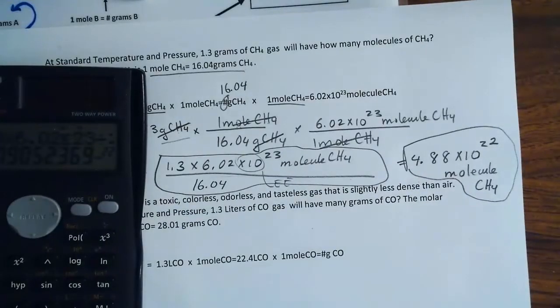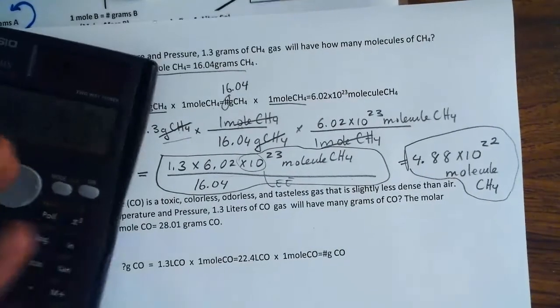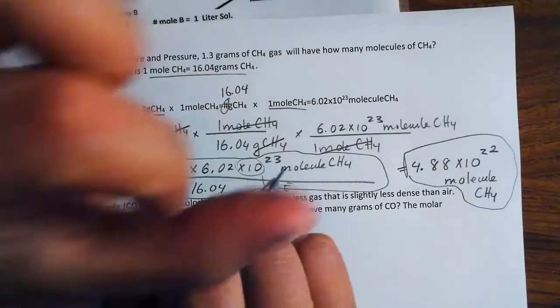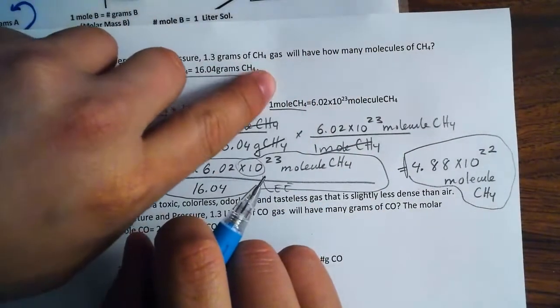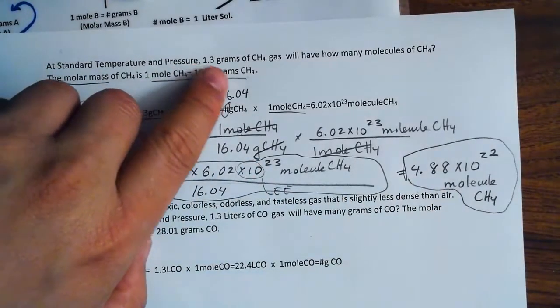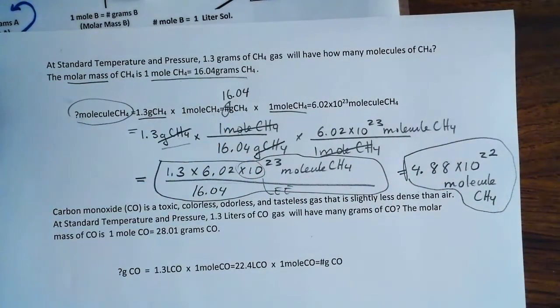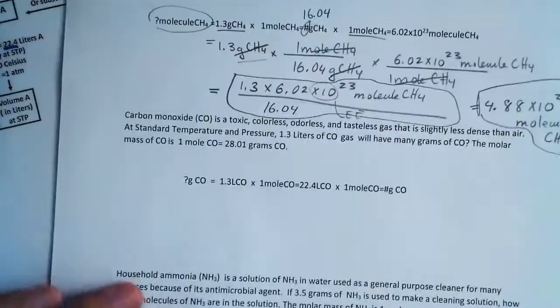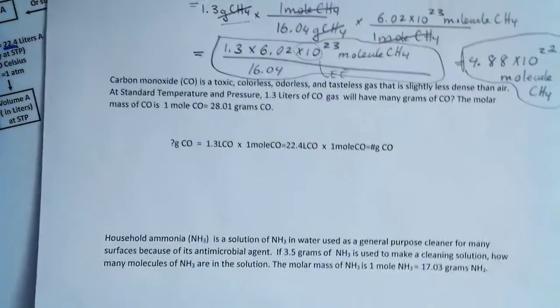And that is a very big number, okay? Consider that we only have a tiny number of grams of CH4, but that's how many molecules we have, in that 1.3 grams of CH4. Isn't that amazing? Now let's try another example.